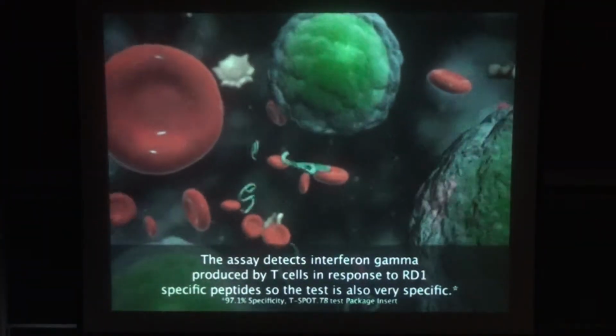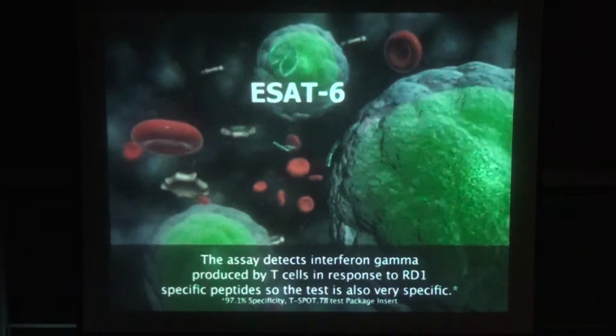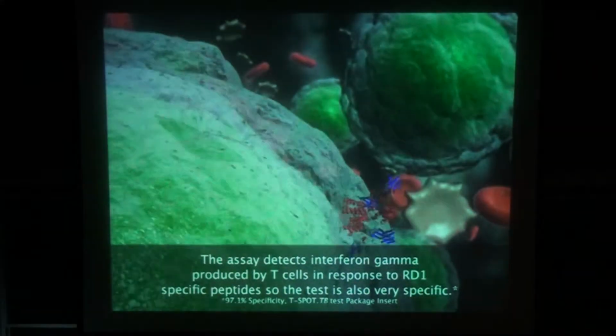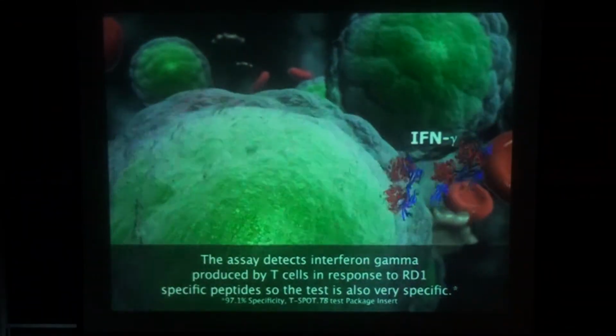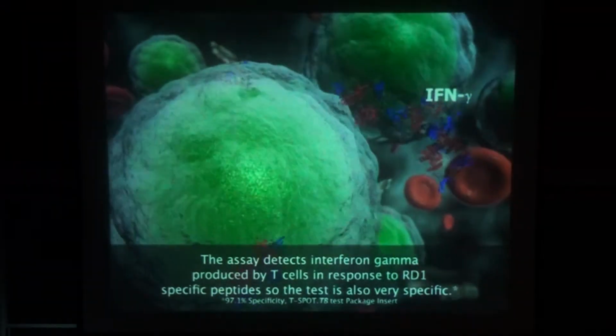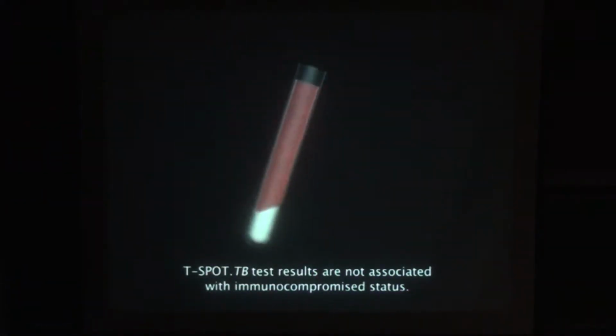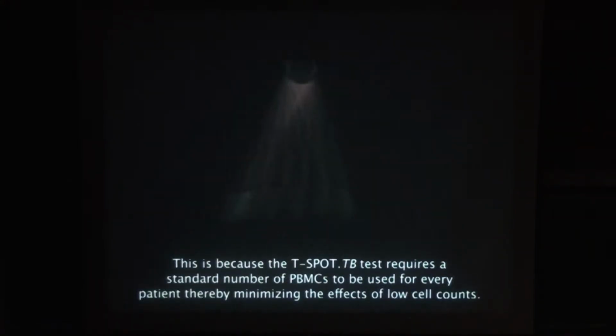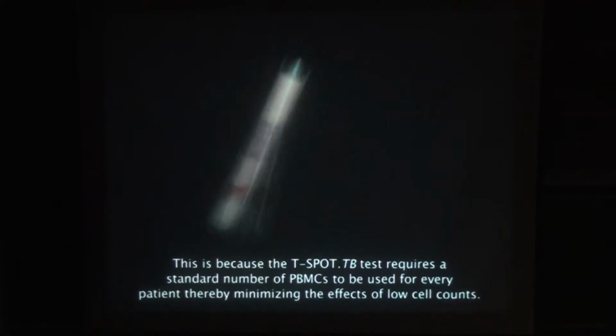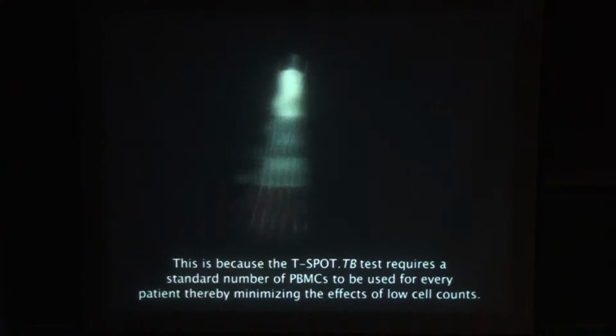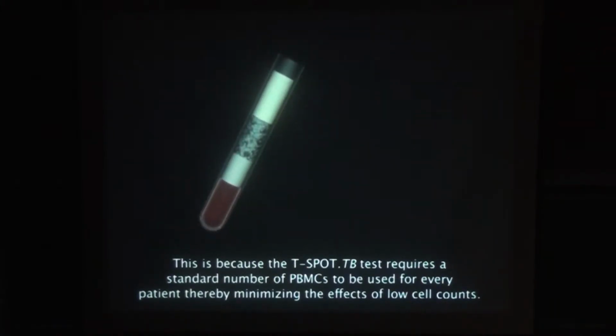The assay detects interferon gamma produced by T cells in response to RD1 specific peptides, so the test is also very specific. T-spot TB test results are not associated with immunocompromised status. This is because the T-spot TB test requires a standard number of PBMCs to be used for every patient, thereby minimizing the effects of low cell counts.